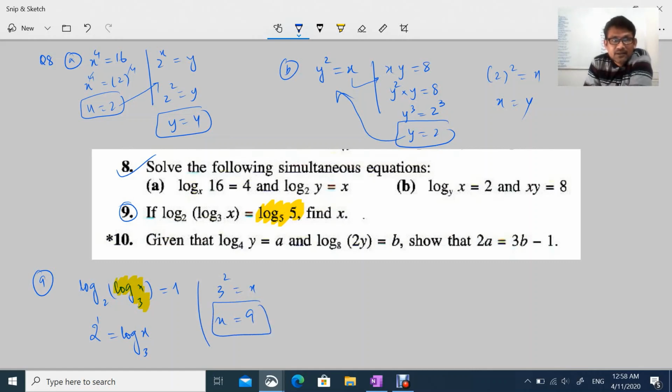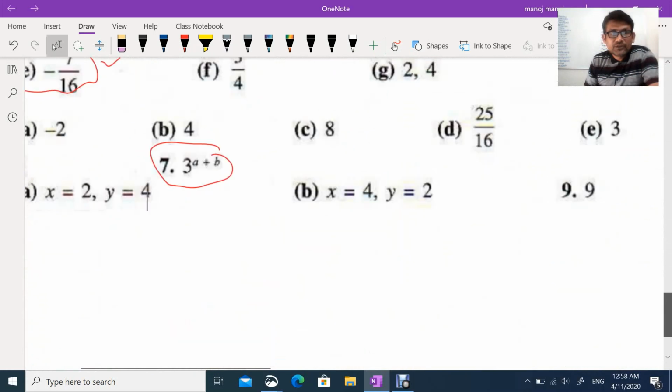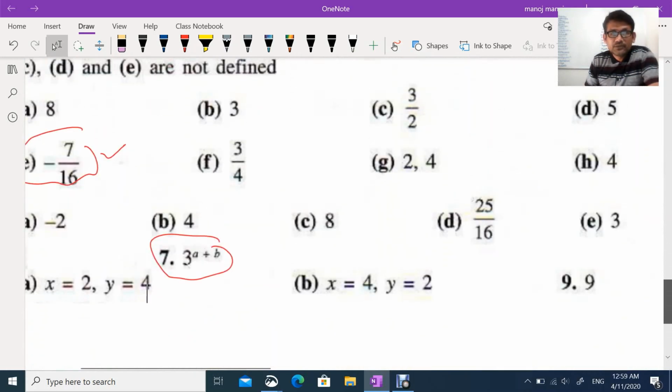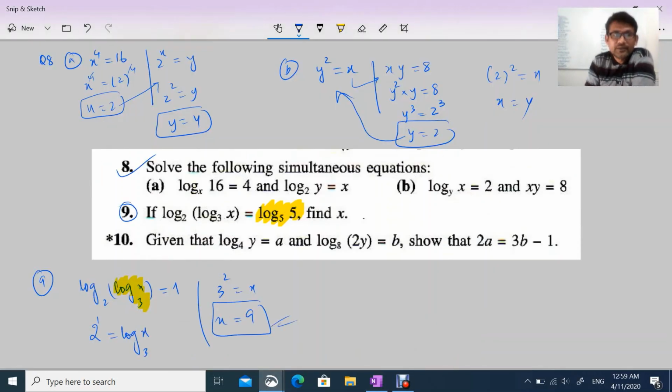And if you want to check the answer, we can move to question number 9, just for your satisfaction. Question number 9, the answer is coming 9. We have done it. Question number 10 is a star question. Maybe this will help you; this is also a good question.